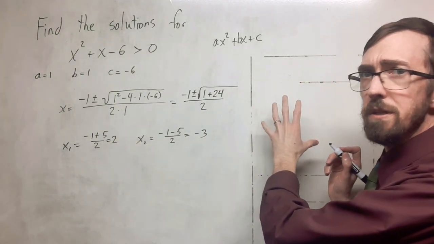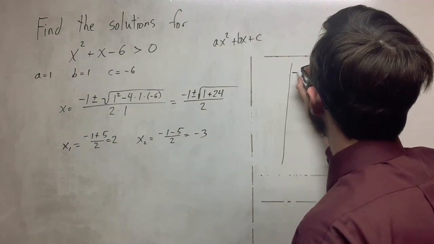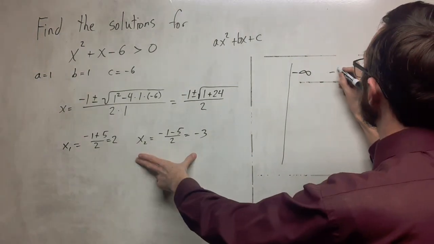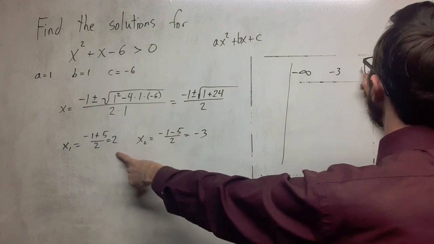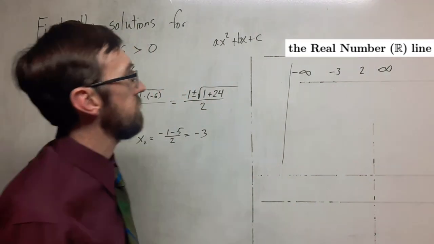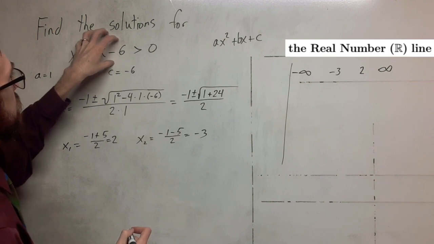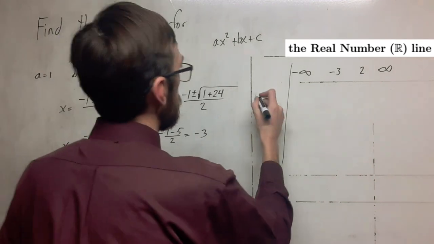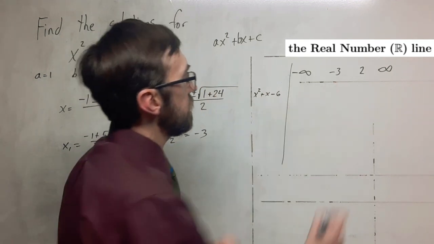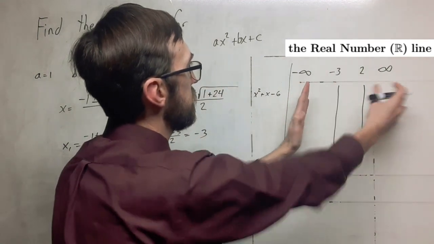Over here, I'm going to create a chart. It's going to run from -infinity, and it's going to include these two values, so -3 would be next, then +2, and then infinity on the left. So I have this. Over on this side, this is this expression right here. All right, and then I'm going to draw some lines here to divide that out.